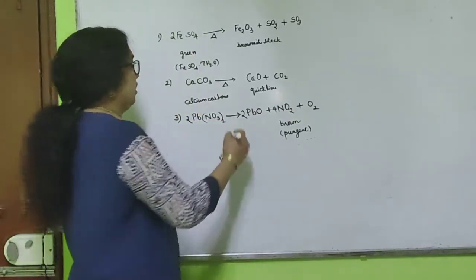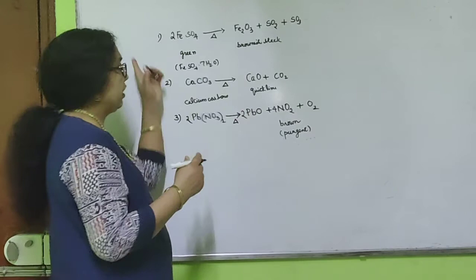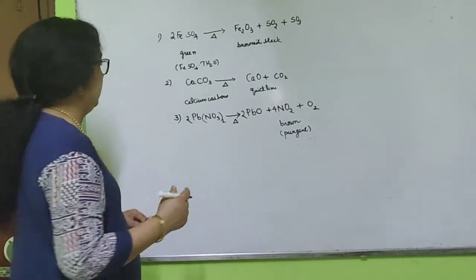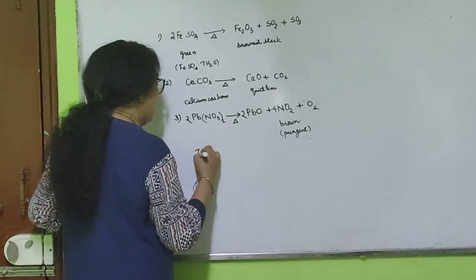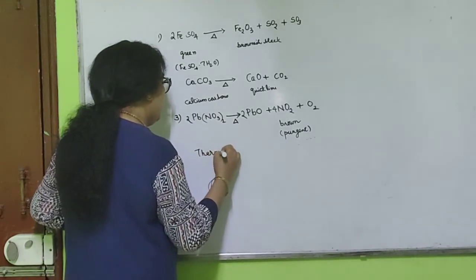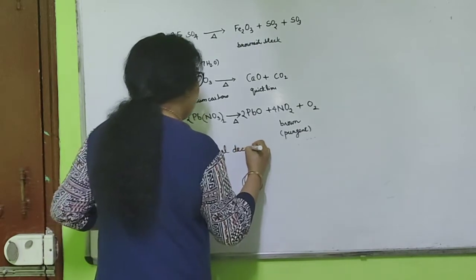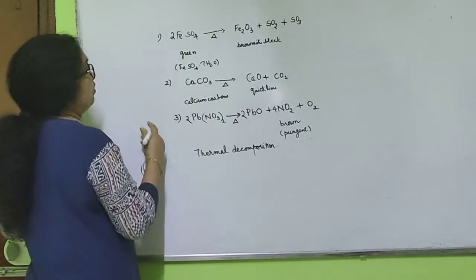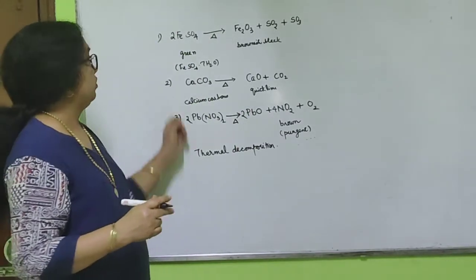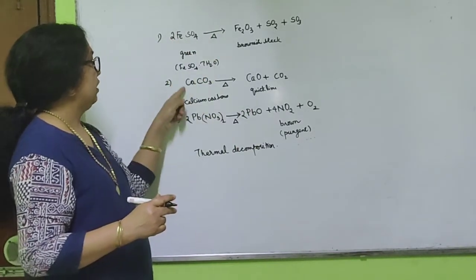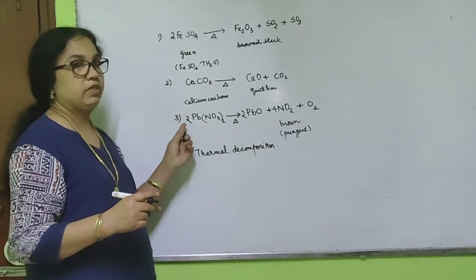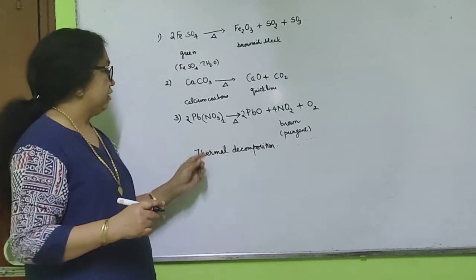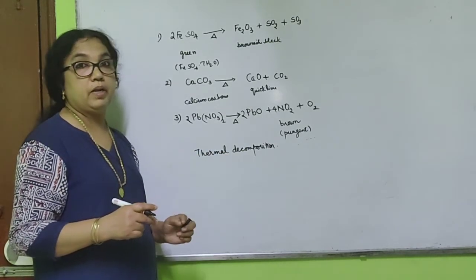In all these reactions, heating only is used. Energy is used in the form of heat, so they are called thermal decomposition. What is it here? Thermal decomposition. So these are all examples of what? Thermal decomposition. Ferrous sulfate, calcium carbonate, lead nitrate on decomposition all used energy in the form of heat, so they are all called thermal decomposition.